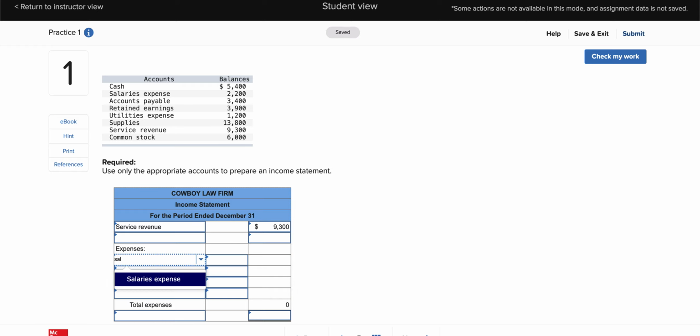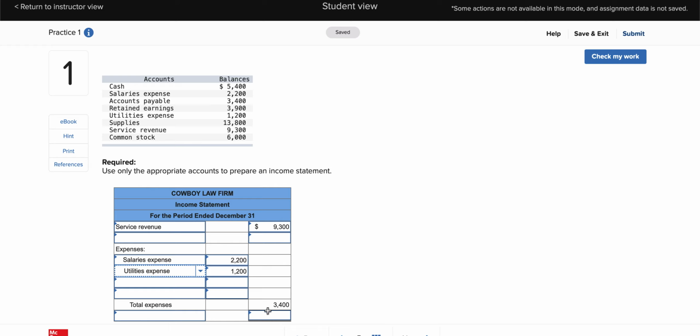And you can either start typing and it will pop up. Salaries expense for $2,200 and utilities for $1,200. And it looks like I didn't type that one in properly, so click back on that one again. And notice what's happening here. Because I'm getting ready to create a list of things that will tally to this total expenses here, it moves over one column to the left and starts itemizing those things and brings the total of it back to the right side of this document.